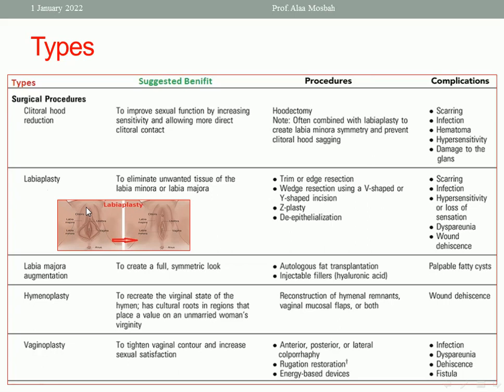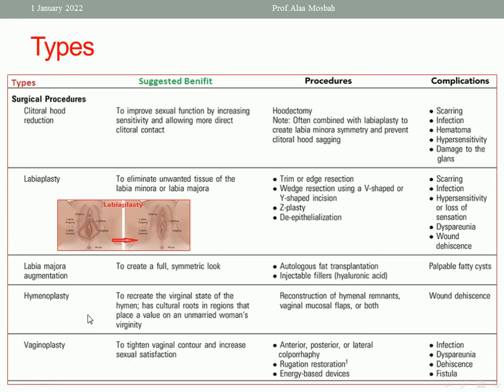The second operation is labiaplasty, to eliminate unwanted tissue of the labia minora or labia majora. What is the procedure? Edge resection, or wedge resection using a V-shaped or Y-shaped incision, de-epithelialization, Z-plasty. What complications may happen? Also scarring, infection, hypersensitivity or loss of sensation, dyspareunia, wound dehiscence. Of course, complications should be considered. This picture shows you the labiaplasty. As you see in this picture, this is before and this is after.